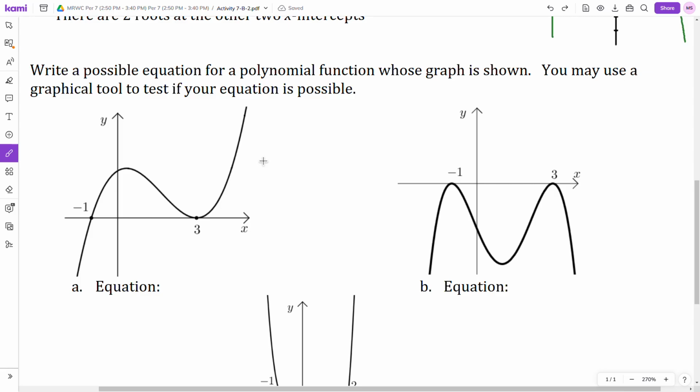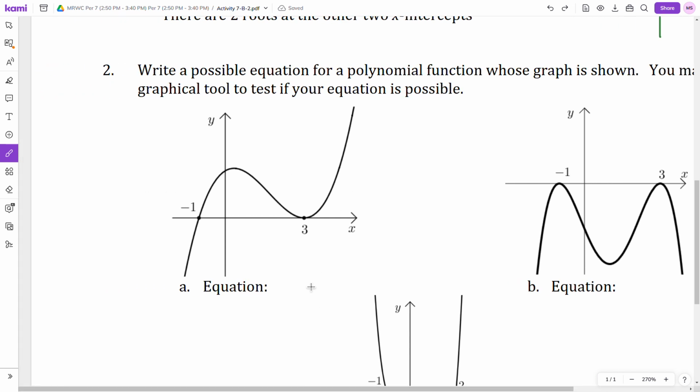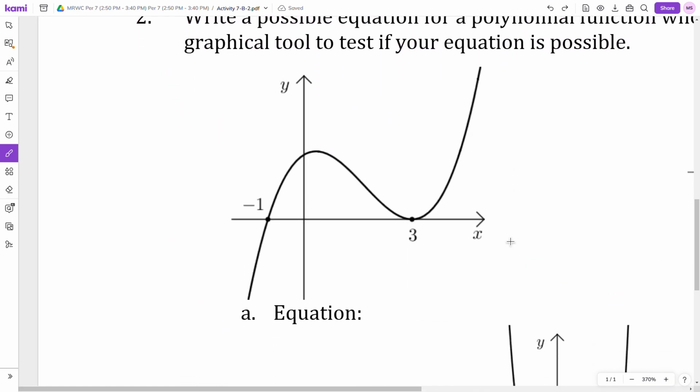No. We don't do that. So let's look at this. A possible equation. Well, again, if you remember IM3, Chapter 8, this is basically what we did.